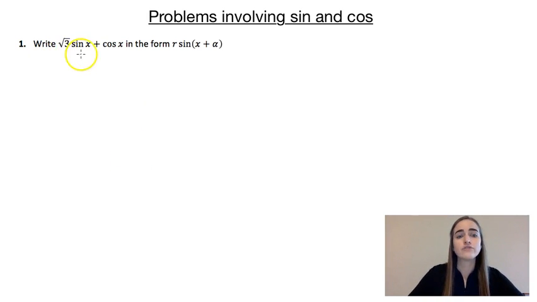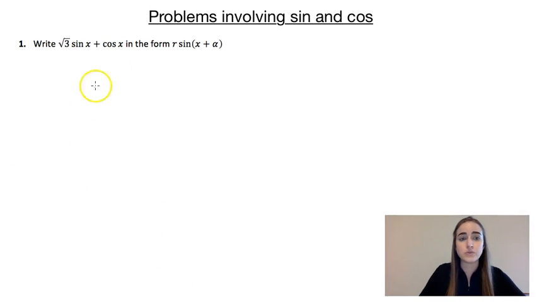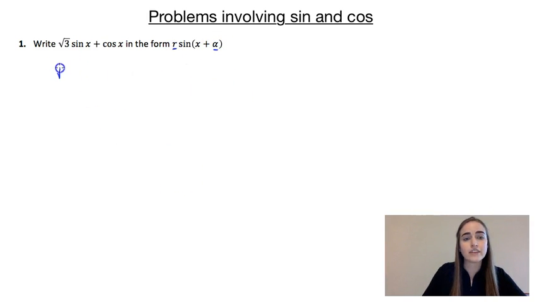It asks us to write root 3 sine x plus cos x in the form r sine (x plus alpha). So the first thing I'm going to do is put those two things equal to each other, and then we're going to go through and find the values of r and alpha. So we start off by rewriting them and putting them equal to each other. We're going to have root 3 sine x plus cos x is equal to r sine (x plus alpha).